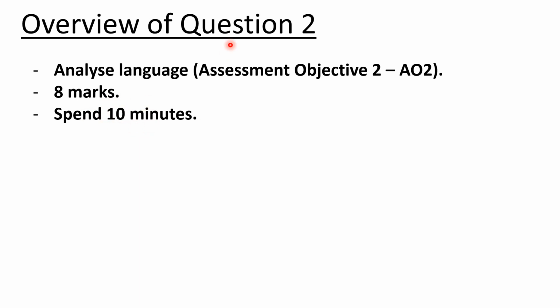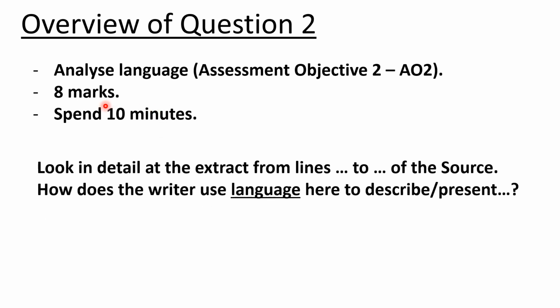Just a reminder, at this point, you would have already read the fiction extract through once at the beginning, and you would have read part of it through during question one. So question two will always look something like this. Look in detail at the extract from lines blank to blank of the source. How does the writer use language here to describe or present? So these questions are kind of similar to the skills that you would do for the literature paper by making a point, using evidence and analysing language. So we're in good habits already with this.